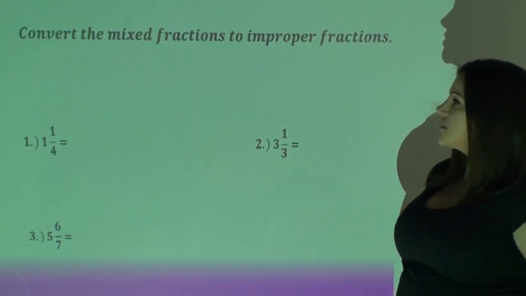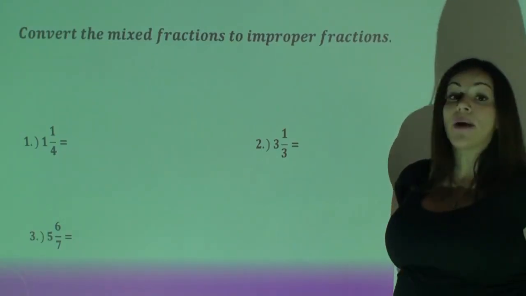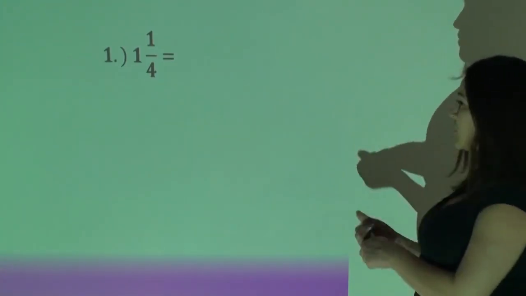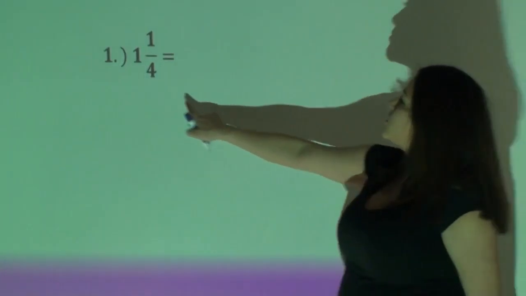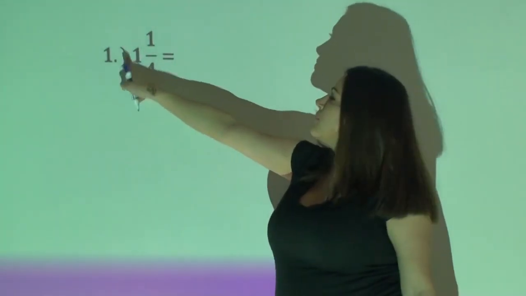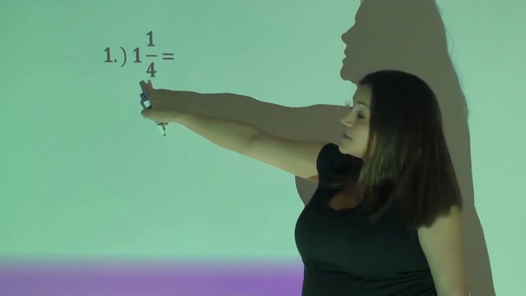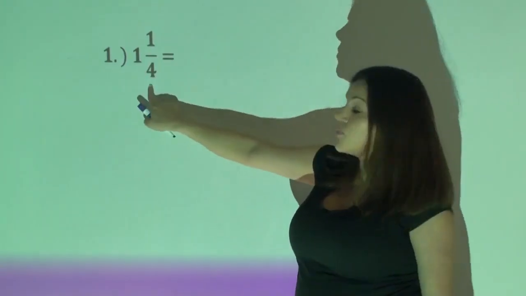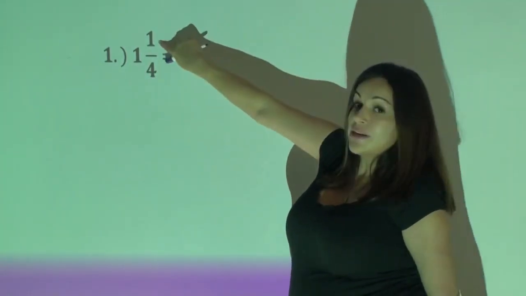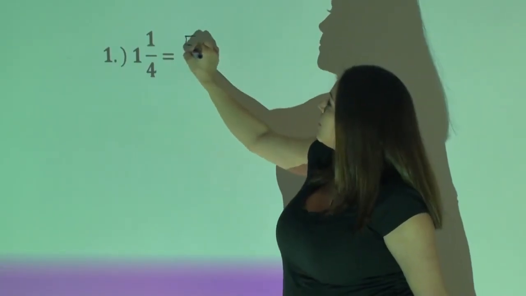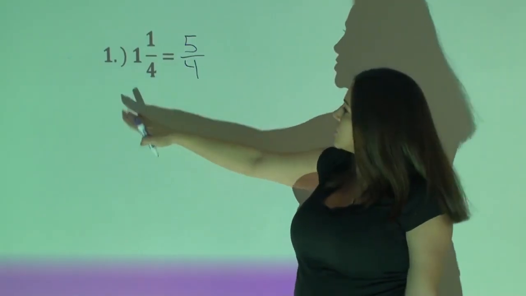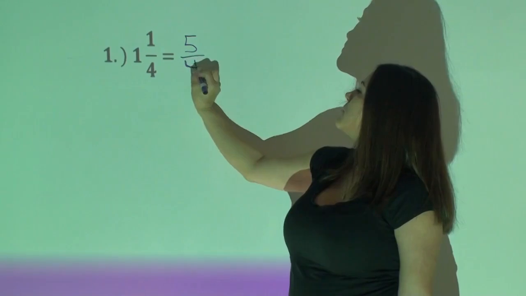So our first exercises are going to be to convert the mixed fractions to improper fractions. Okay, and right here we have 1 and 1/4. And there's a pretty quick way to do this. So what you do is you multiply this number outside, your integer, times the denominator, and add that to the numerator. So we're going to take 1 times 4, that's 4, plus 1 is 5, and that's what goes on top. That's 5/4. So we converted a mixed fraction to an improper fraction.